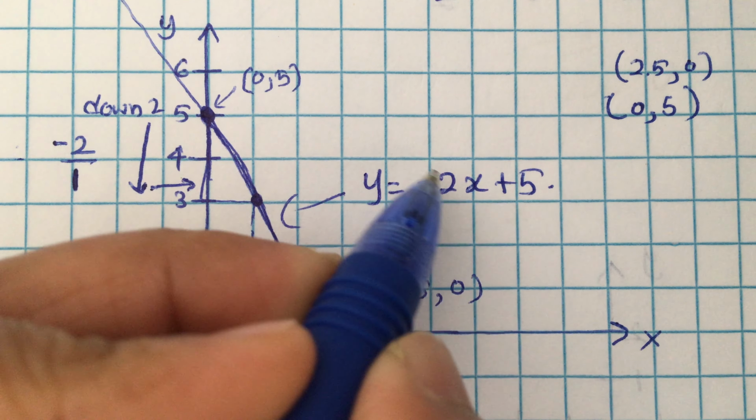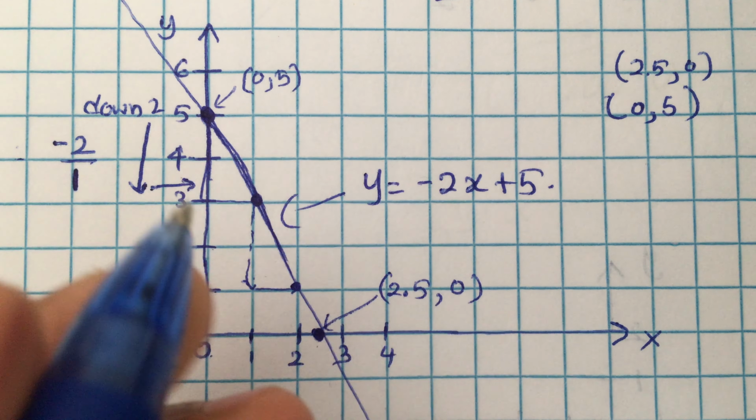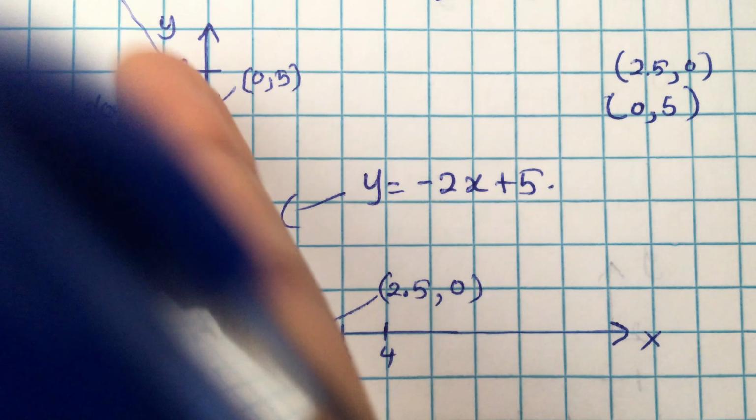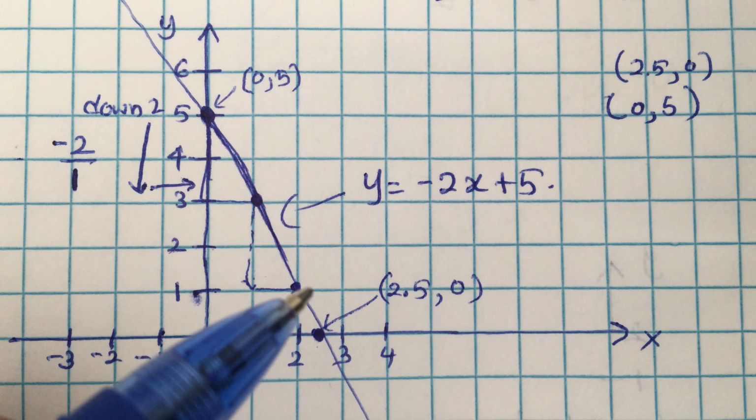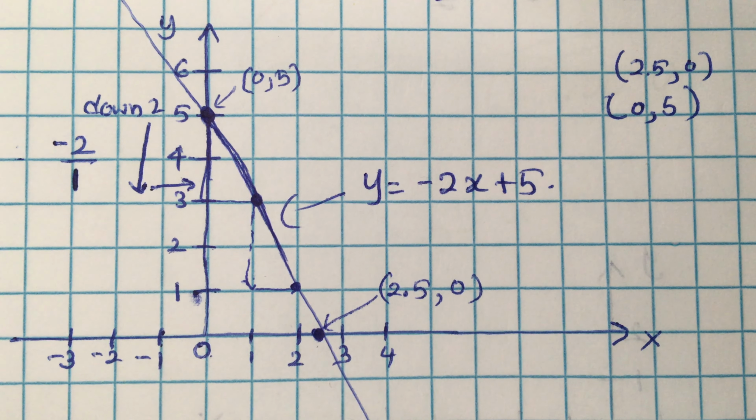As you can see, the slope is a negative number, so the straight line is like this, in this shape. So that's the solution of this problem.